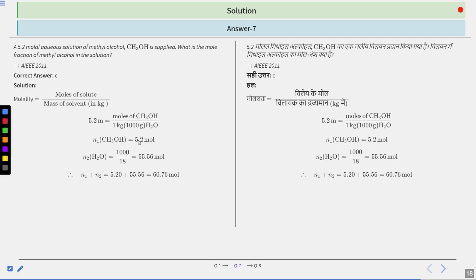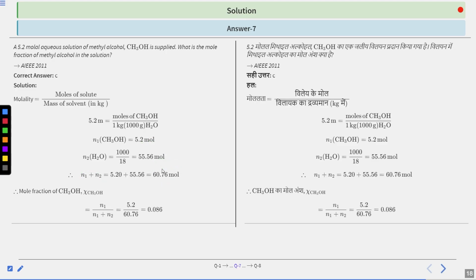Now how will we calculate the mole fraction? The total number of moles, N1 plus N2, is 60.76, and the mole fraction of CH3OH will be the number of moles of CH3OH, 5.2 by 60.76. That is 0.086. So what you have to remember about this question is that since you are being given the molality, you should know its definition exactly. Then you can use this efficiently to solve all questions. Even if you don't remember the exact long formula, you can use the basics behind it to get an answer. Clear? Okay. Now moving on further.